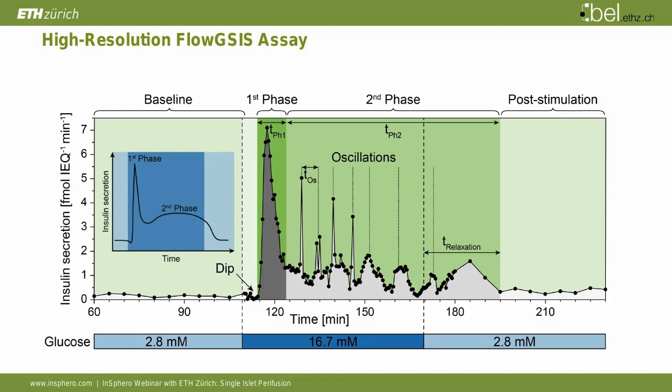We can now extract so many parameters from a single curve. We can also look at the timings. We can, for example, see how long does it take to reach the peak secretion? What is the duration of the first phase? What is the frequency of the oscillations? And what is the relaxation time, so the time it takes for an islet to relax from the glucose stimulus?